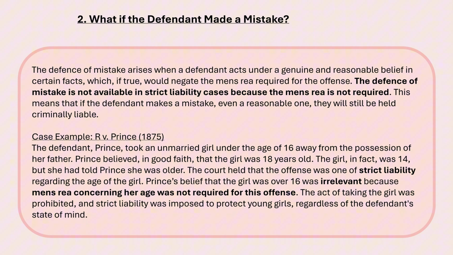In this case, the defendant, Prince, took an unmarried girl under the age of 16 away from the possession of her father. Prince believed in good faith that the girl was 18 years old. The girl, in fact, was 14, but she had told Prince she was older. The court held that the offence was one of strict liability regarding the age of the girl. Prince's belief that the girl was over 16 was irrelevant because mens rea concerning her age was not required for this offence. The act of taking the girl was prohibited, and strict liability was imposed to protect young girls, regardless of the defendant's state of mind.